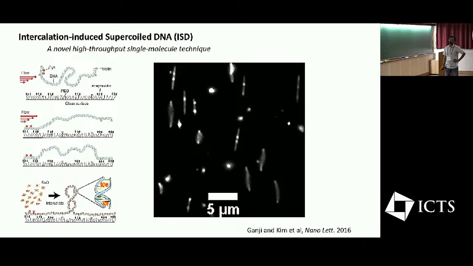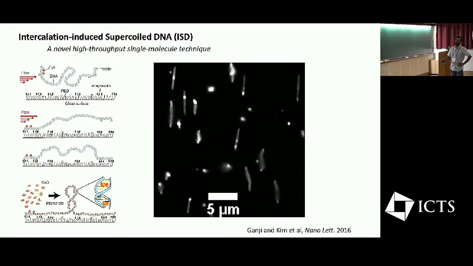All those aspects were absent. So that's where we developed this assay, which we call the intercalation-induced supercoiling DNA assay, where we immobilize a long piece of DNA, around 21 kilobases in this case. The DNA is modified at the ends with biotins, and then we immobilize it on the surface using biotin-streptavidin interactions, one of the strongest non-covalent interactions available.